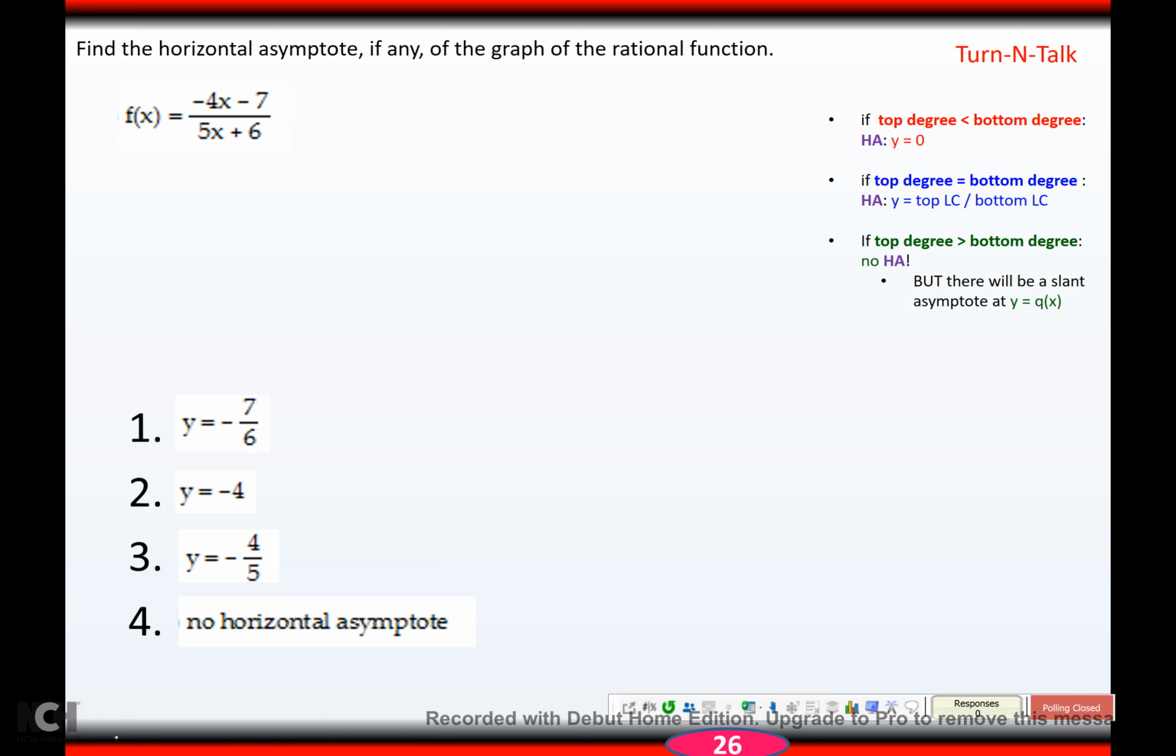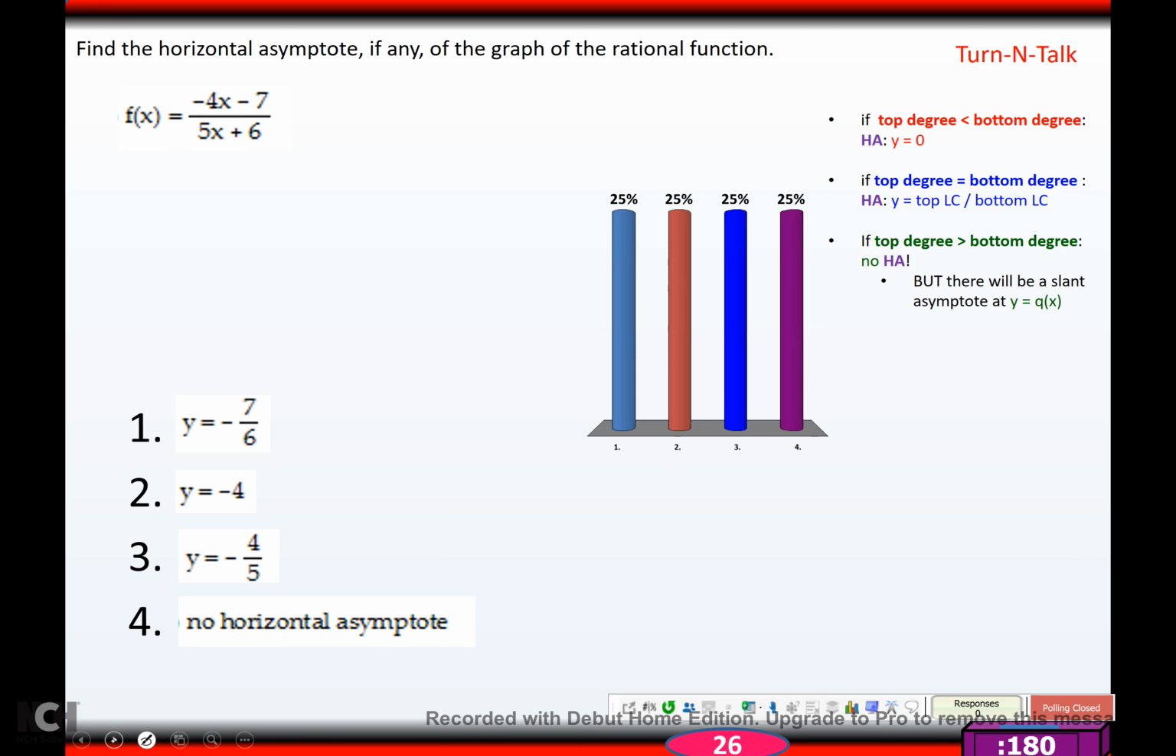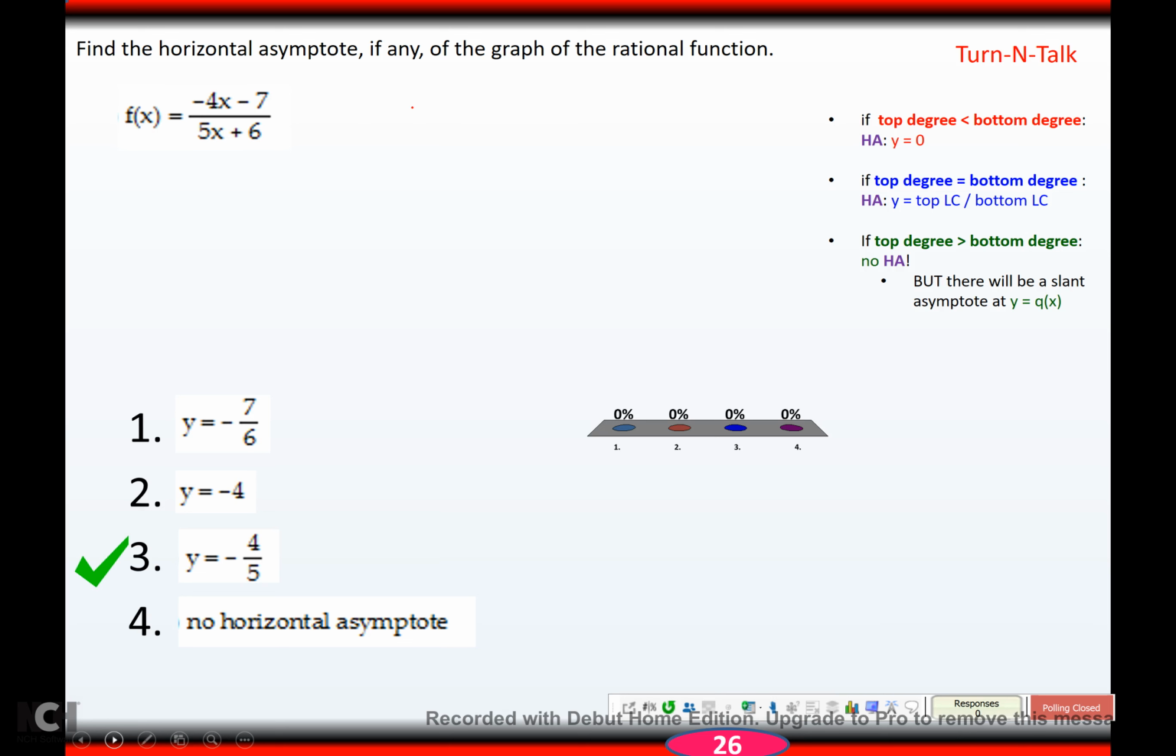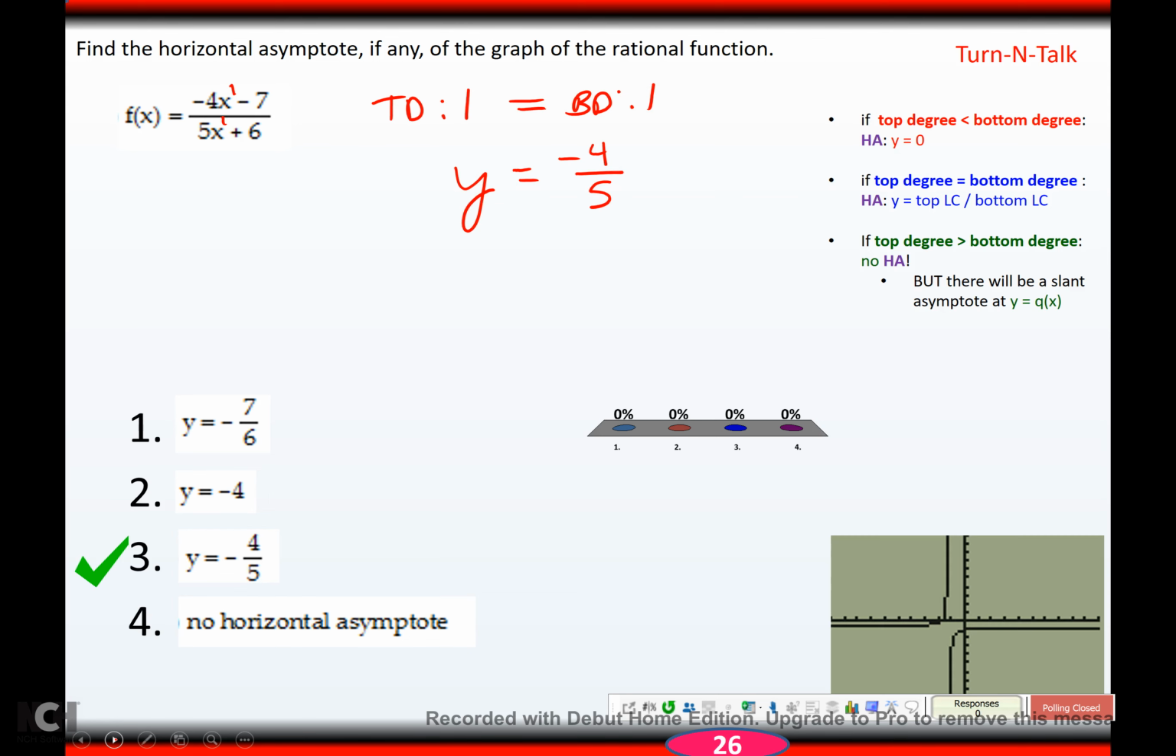Alright, find the horizontal asymptote here, hit pause, come back when you're ready, and hopefully you got y equals negative 4/5. My top degree is 1, my bottom degree is 1, so since they're equal, my horizontal asymptote is top leading coefficient divided by bottom leading coefficient, and I can't reduce, so that's my horizontal asymptote. Okay, which is like at negative 0.8, and you can see it's almost at negative 1 there.